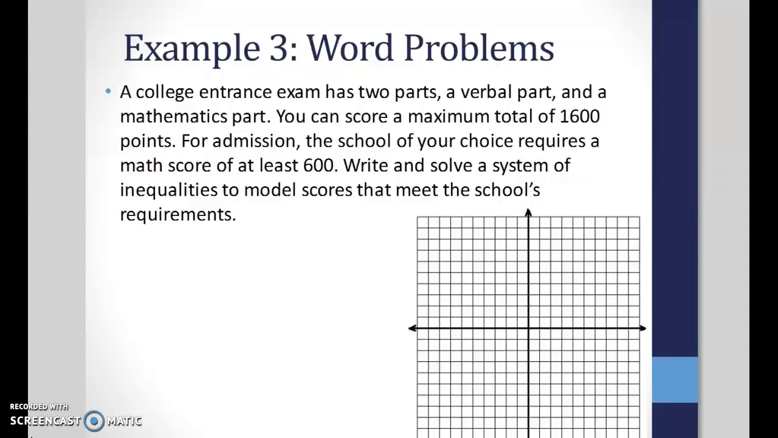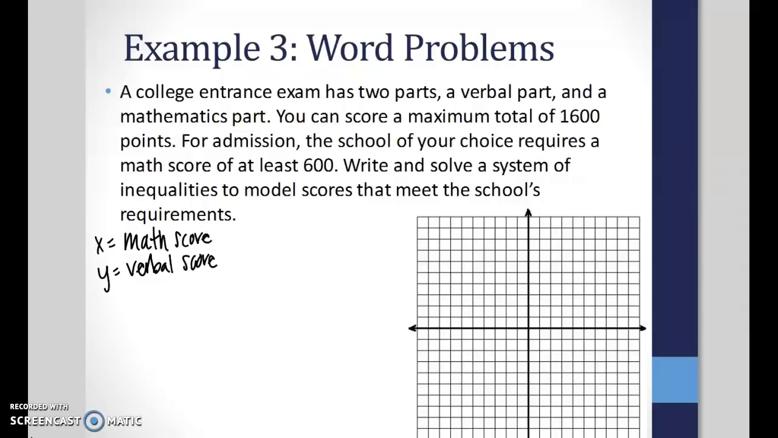Admission to the school of your choice requires a math score of at least 600, and we want to write and solve a system of inequalities to model scores that meet the school's requirements. So we need to write some equations here. I'm going to have X stand for my math score, and Y stand for my verbal score, because there are two parts of this test.